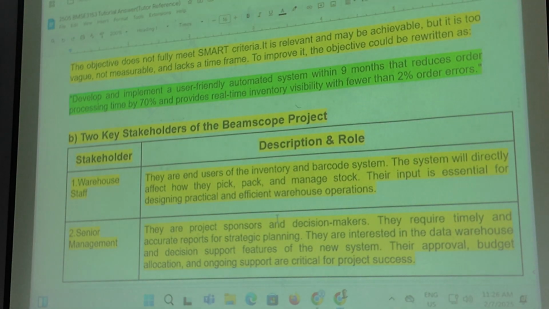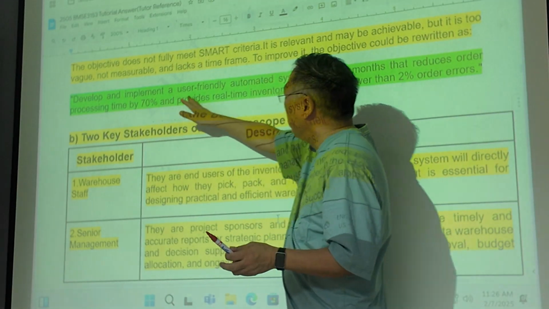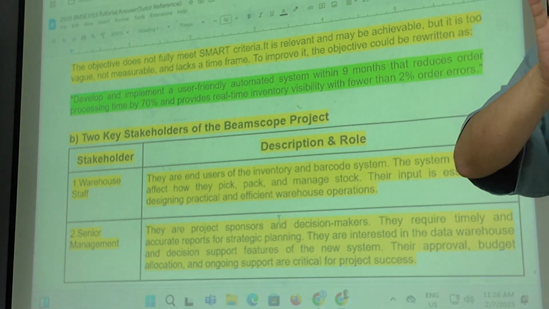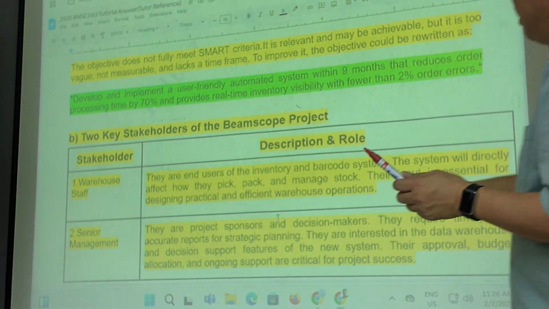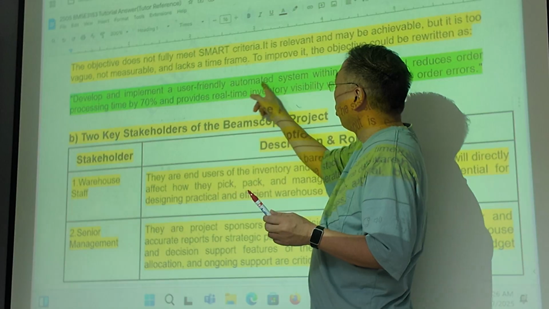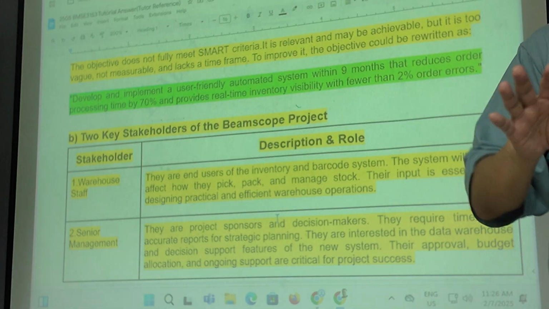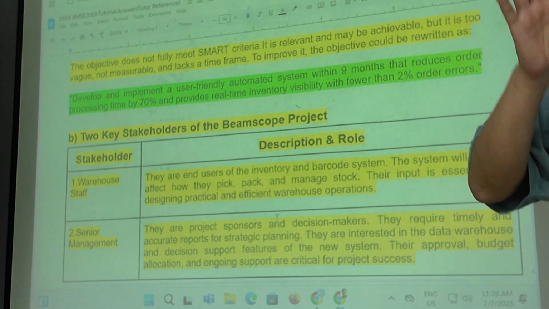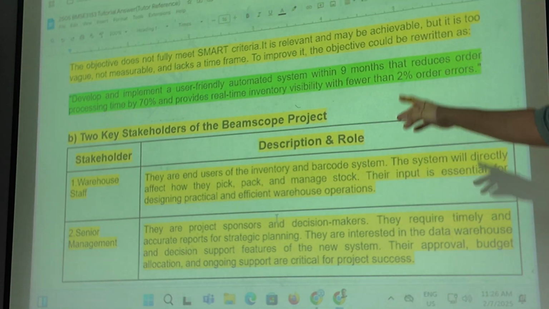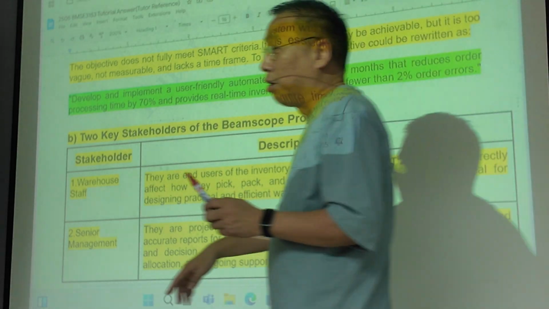You can make it even more specific. For example, if I just stop here, "develop and implement a user-friendly automated system", that's a terrible objective, right? It's not SMART at all. Even this one, you want to make it even more specific, you can say, I want to develop and implement a user-friendly automated system which requires very little user training. Or, that's not specific enough, which requires no user training. Because it's so user-friendly, there's no user training needed. So you could make it even more specific. Okay? So that's what you have to do in that section of your assignment.